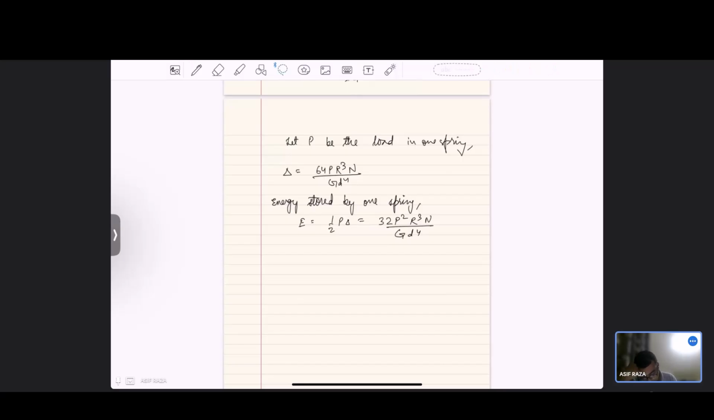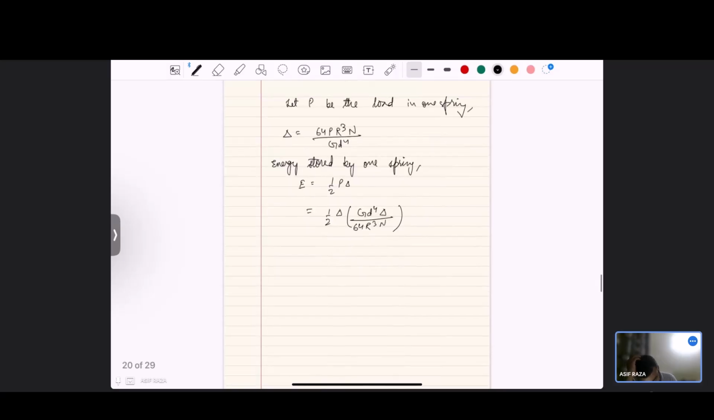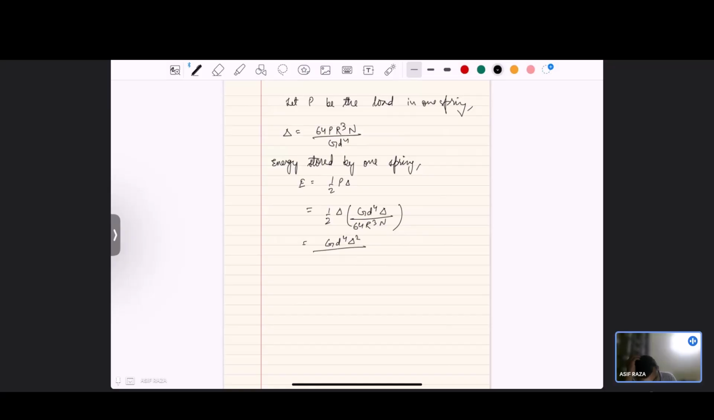Okay, rather I'll just convert this. So half P delta, P can be written as GD to the power 4 delta upon 64 R cube N. That is, E equals GD to the power 4 delta square upon 128 R cube N.